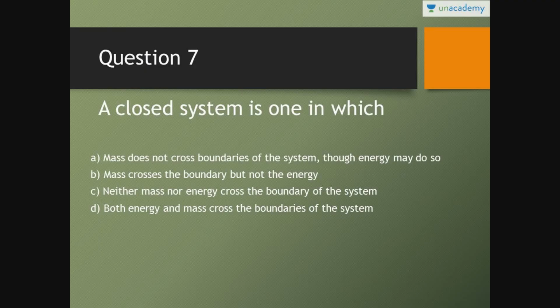Question number 7. What is a closed system? I have already told you. A closed system is one in which mass does not cross the boundary of the system, though energy may do so. Both energy and mass crossing the boundary is an open system. Neither mass nor energy crossing the boundary is an isolated system. Mass does not cross the boundary, though energy may do so: that is a closed system. So the answer for question number 7 is A. Just go through the initial lessons. You will find these in detail.